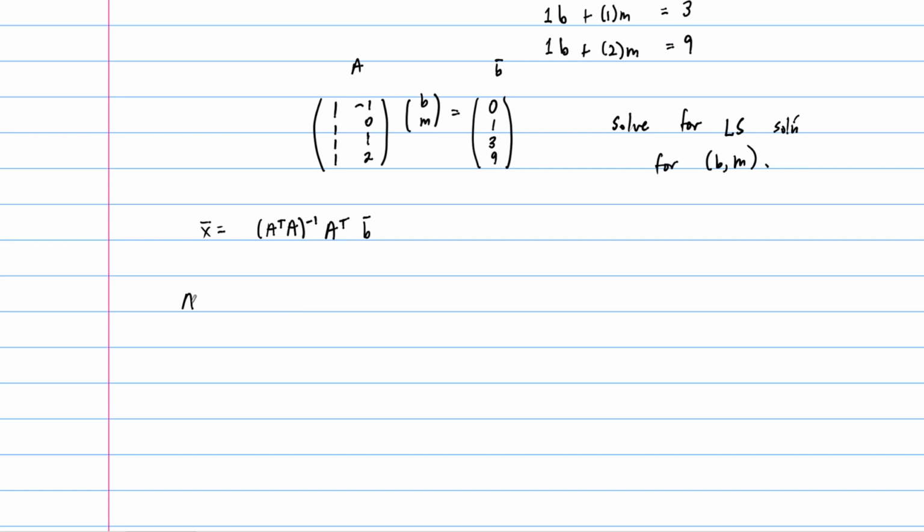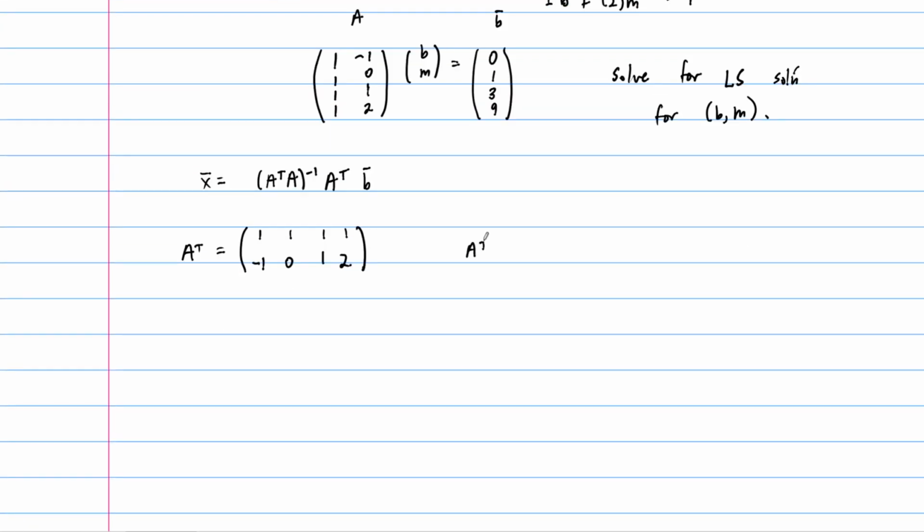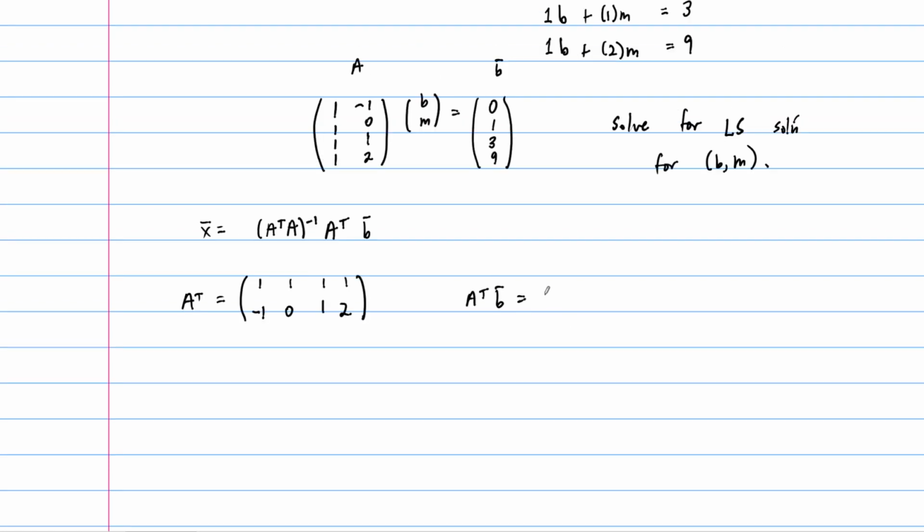So let's do it in parts. Let's start with our A transpose. You have to do almost all of the same stuff that we did in the previous example. A transpose is going to have 1s along the first row, and negative 1, 0, 1, 2 in the second row. Then we need to multiply this by A, find the inverse, and also multiply this by B. So let's do A transpose B first. That's going to give us a 2 by 1 vector, a vector in R2. 1, 1, 1, 1 again along the first row.